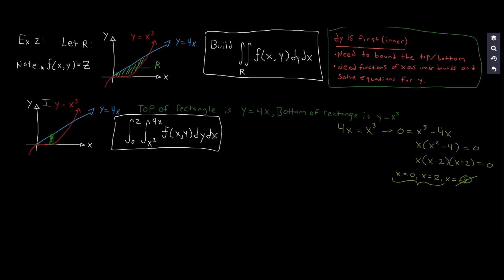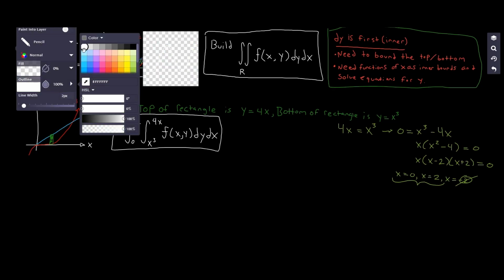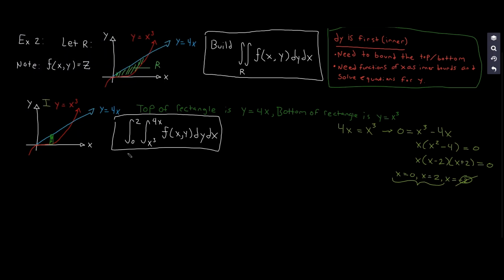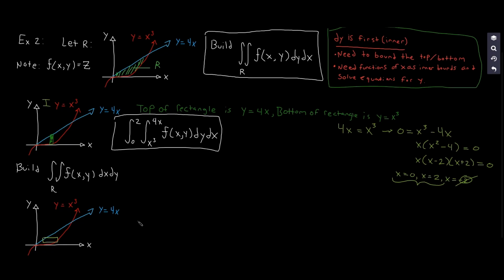But we can also build the other one, right? Say that we're told to build the double integral for f of x, y, dx dy. What is that asking of us? If it's asking us to build this, that's going to be our horizontal slice, right? We're doing rectangles here. And in this case, dx is first. dx is the inner integral.